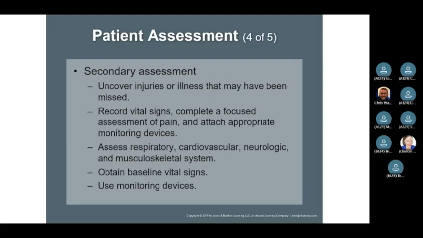Assess the neurological system to formulate baseline data to guide further decisions. Assess the musculoskeletal system, and obtain baseline vital signs to observe the changes that might occur during treatment.